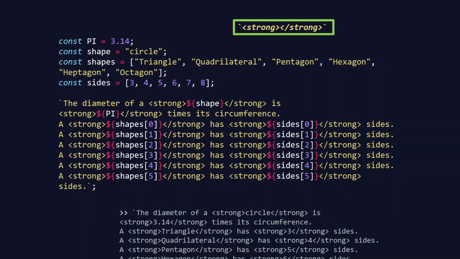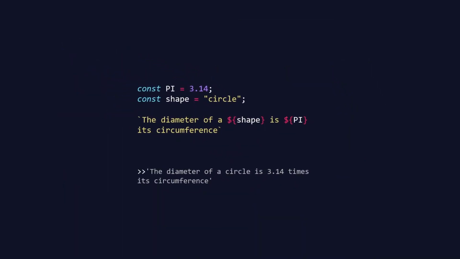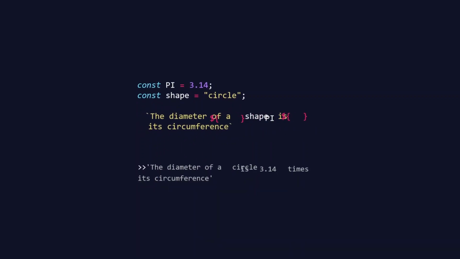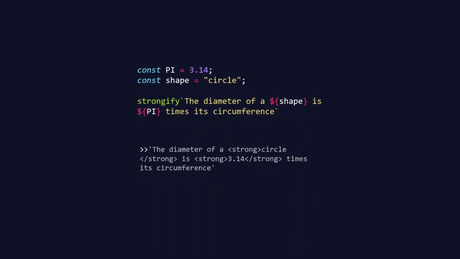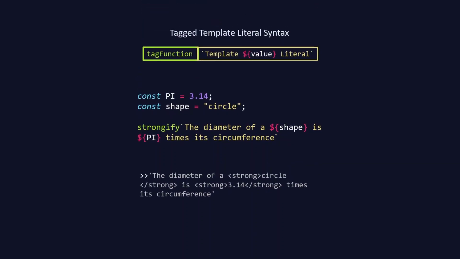So let's back up a bit and imagine for a moment that we can put a function name on the left side of the template literal to produce the same result. Essentially, this is the syntax used for tagged template literals: the tag function on the left, the template literal on the right.